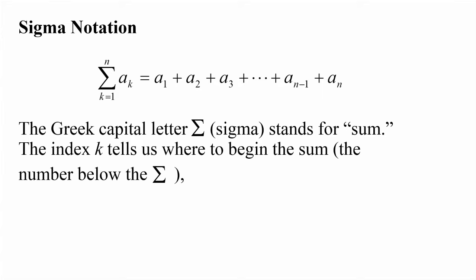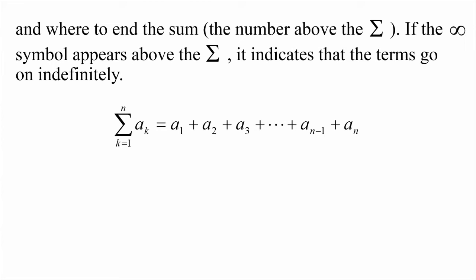Sigma notation. The Greek capital letter sigma stands for sum. The index k tells us where to begin the sum, the number below the sigma, and where to end the sum, the number above the sigma.